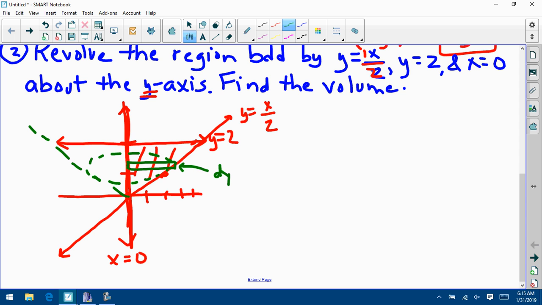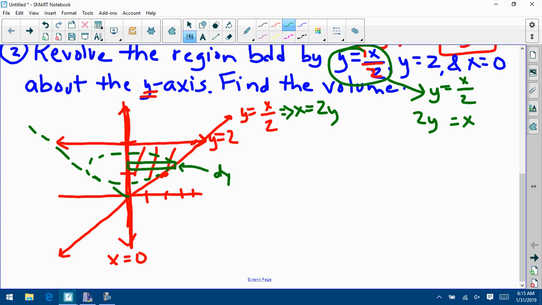Is everything in terms of y? No. We've got this problem here, y equals x over 2. So I need to solve that. We have y equals x over 2, but if I'm going to do dy, I need it to be an x equals equation. So this is the same as x equals 2y. So think of this as x equals 2y.